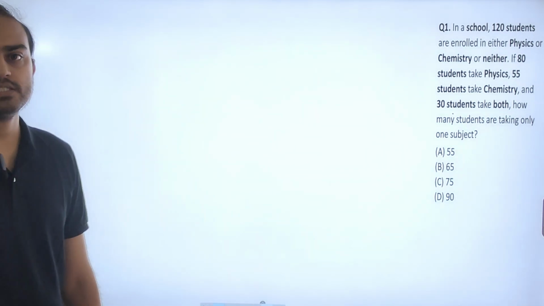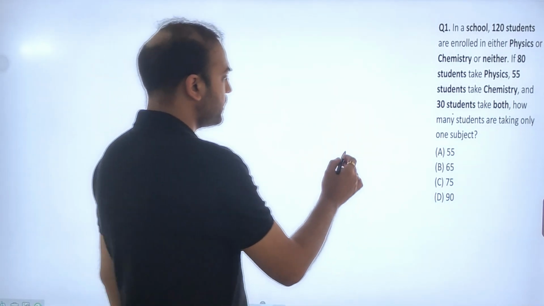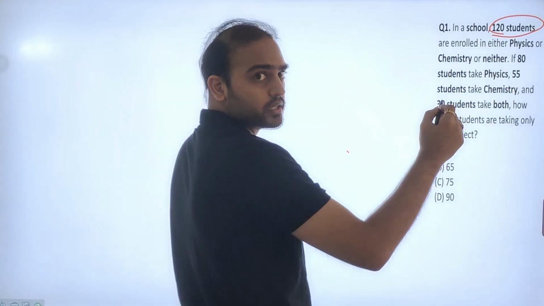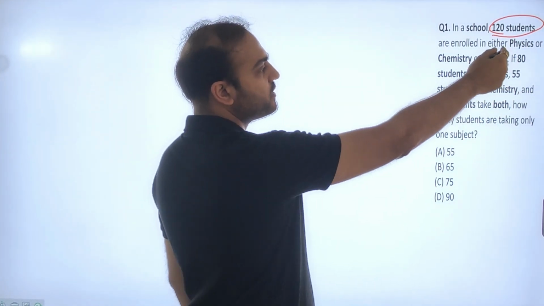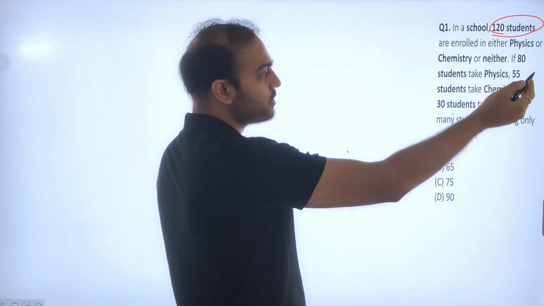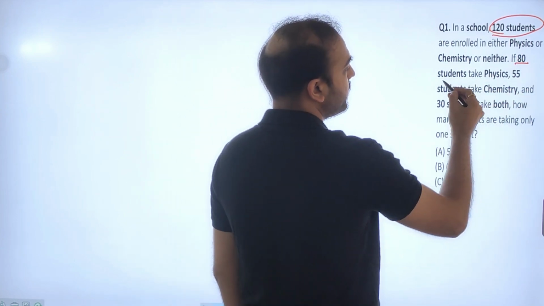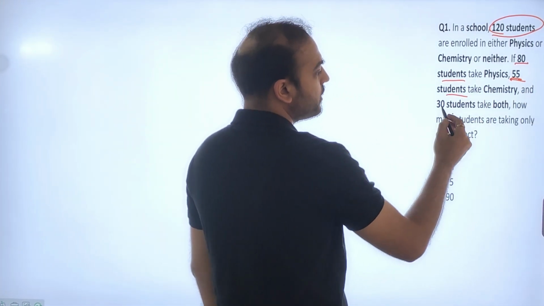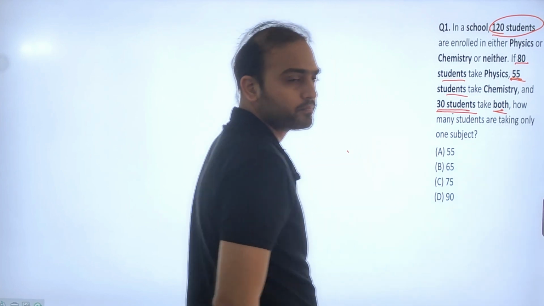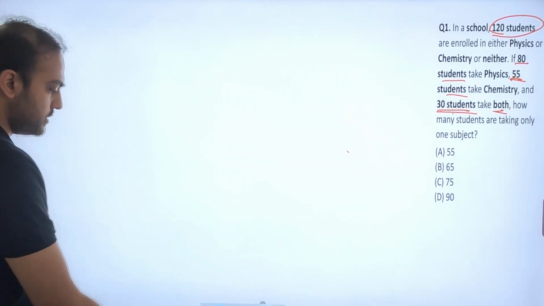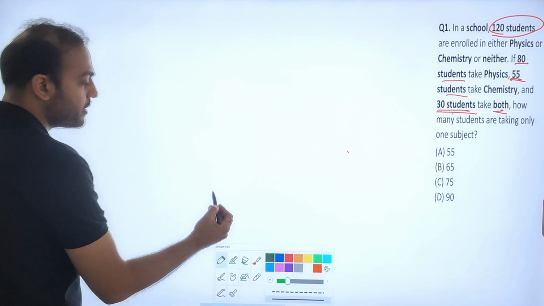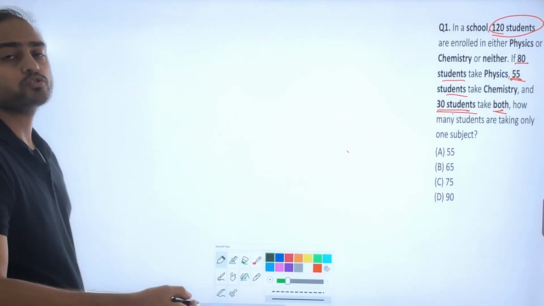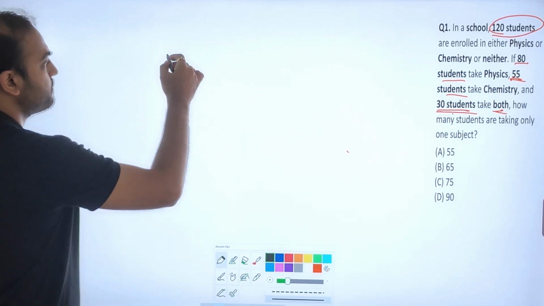I hope you have read the question. What we know here is that there are a total of 120 students in the class. They are either studying physics, chemistry, or neither of the two. 80 are taking physics, 55 are taking chemistry, 30 study both. So it's your basic two variable question. Let's try this by making a Venn diagram. Then we will see how to solve this using the matrix method.